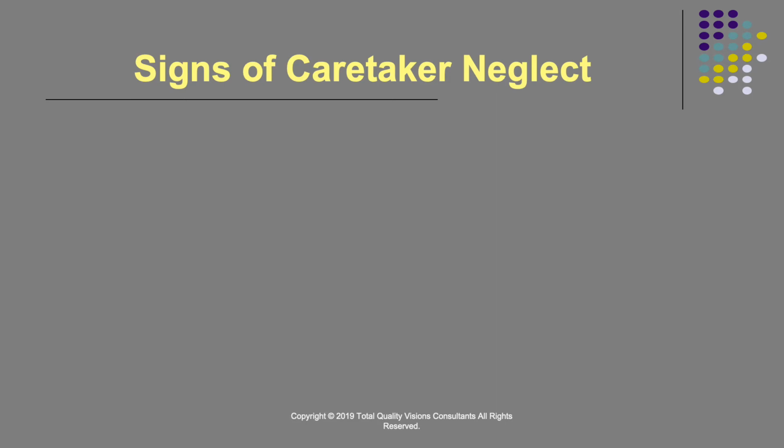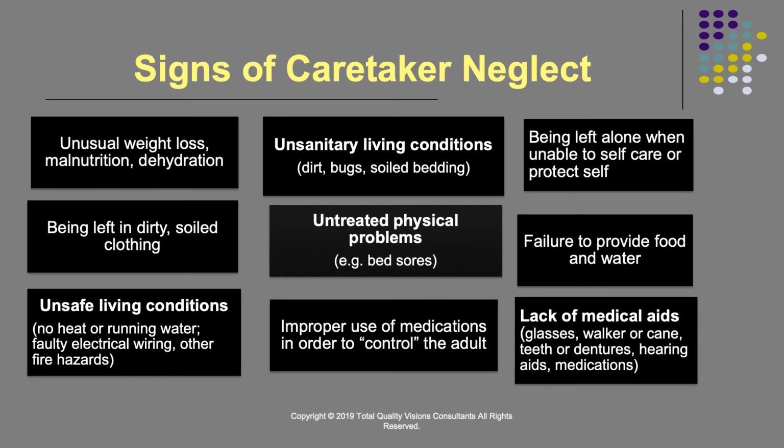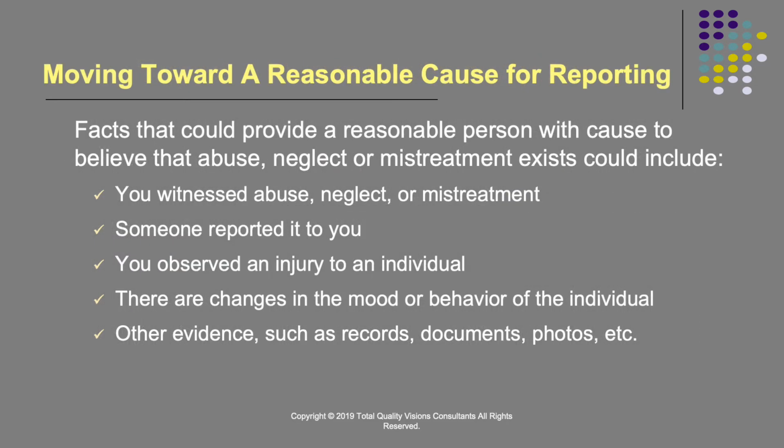Signs of caretaker neglect include unusual weight loss, malnutrition, dehydration, untreated physical problems, being left alone when unable to self-care or protect oneself, lack of medical aids, improper use of medication, or unsafe living conditions. Facts that could provide a reasonable person with cause to believe that abuse, neglect, or mistreatment exists could include: you witness the abuse, neglect, or mistreatment, someone has reported it to you, you observe an injury to an individual, there are changes in the mood or behavior of the individuals, or other evidence such as records, documents, or photos.